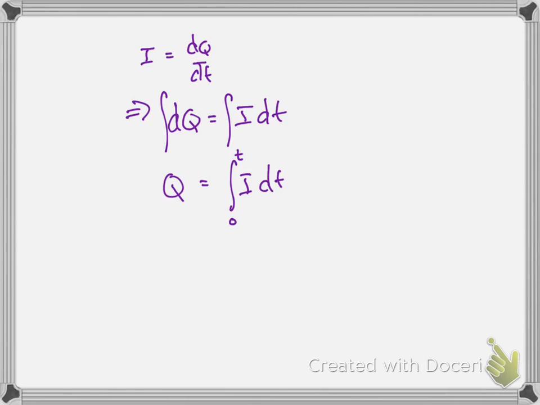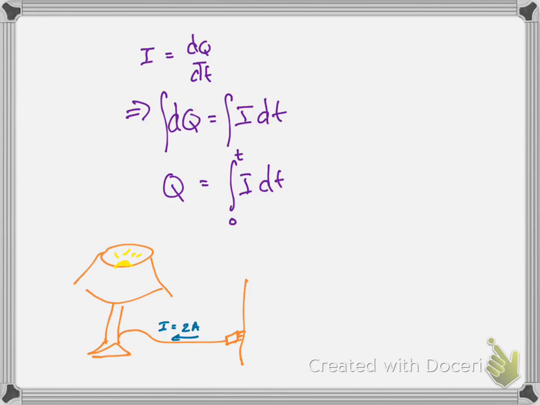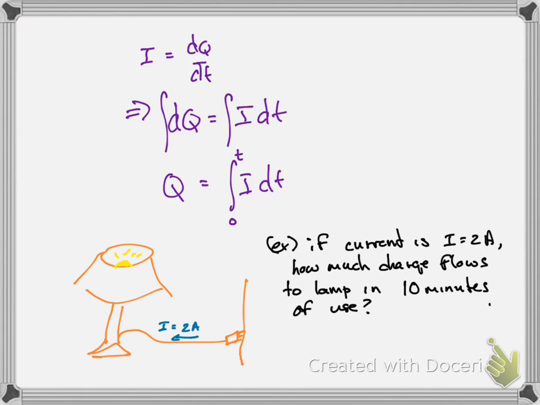Okay, so let's say that we have a wire. Let's say I have a lamp plugged into a wall, and let's say that there's 2 amps, although that would be a lot for a lamp, but that's not overly too much. Let's say that there's 2 amps of current traveling through that wire. If I leave the lamp on for 10 minutes, how much charge has flowed from the wall receptacle to the light bulb? Okay, I've written it down: how much charge flows to the lamp in 10 minutes of use.